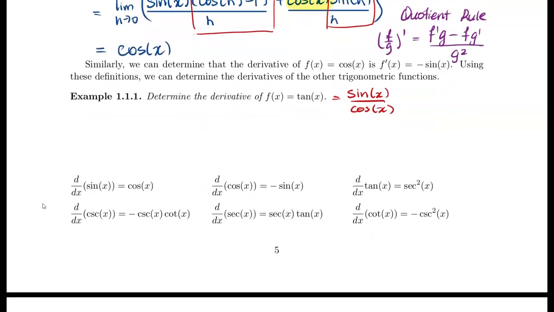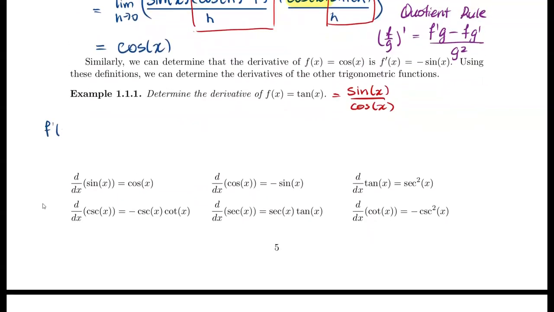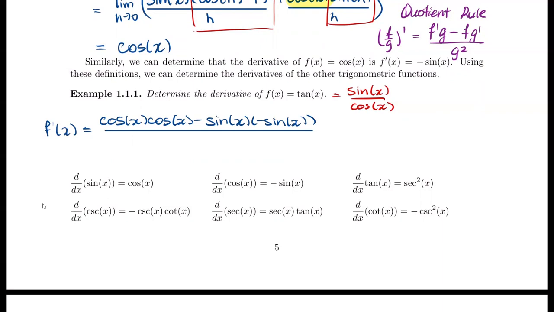So if we take the derivative of this, we say f prime of x is equal to the derivative of sine, which is cosine of x, multiplied by the cosine of x, and subtract the sine of x, and we also multiply by negative sine of x, which is the derivative of cosine. All of this is divided by cos squared of x, right? Now we could see here, if we simplify the numerator a little, this part over here is going to be positive sine squared of x. This is going to be cos squared of x.